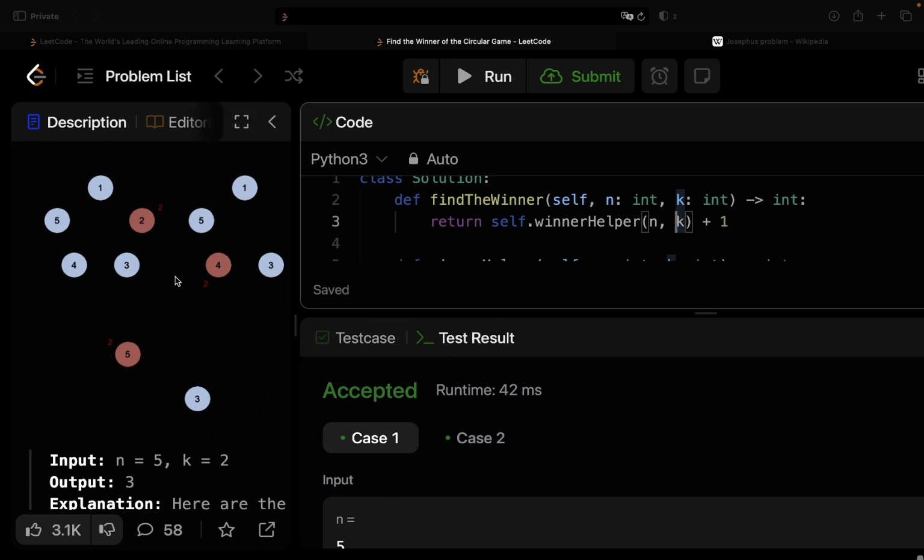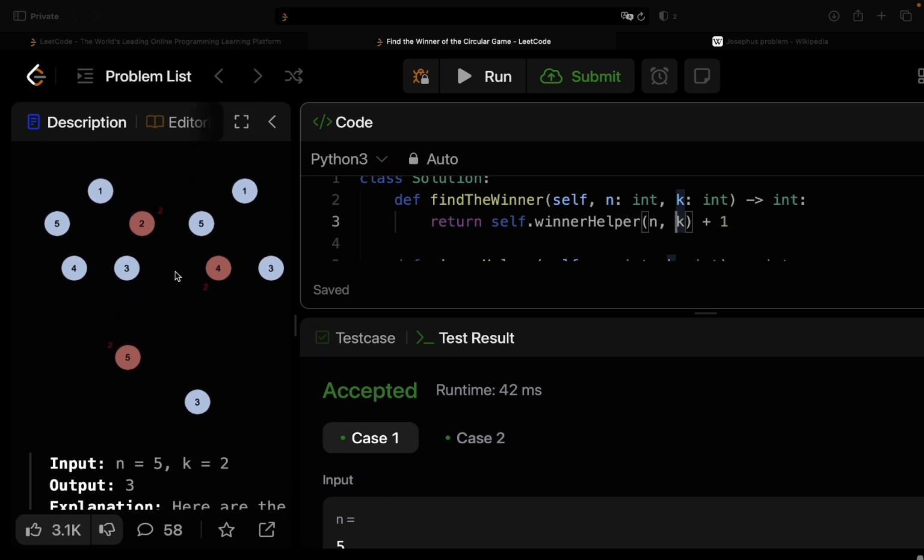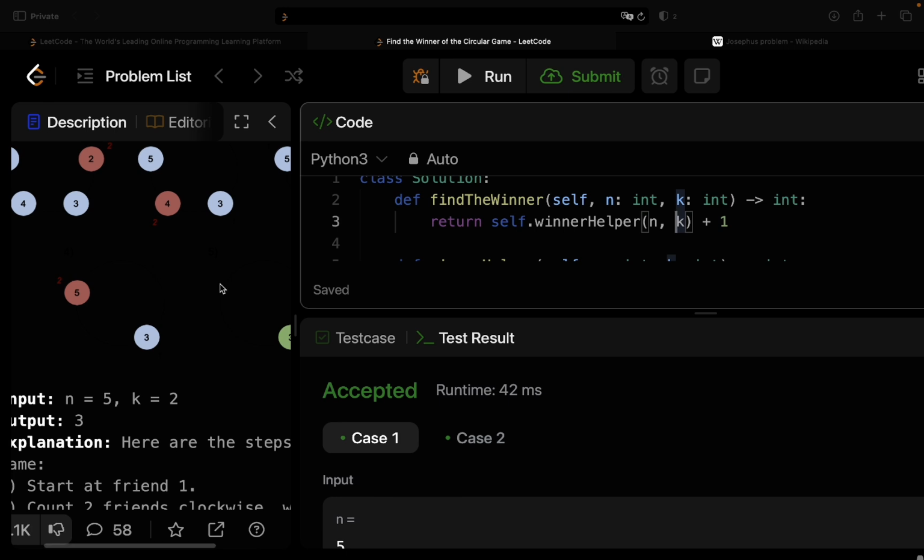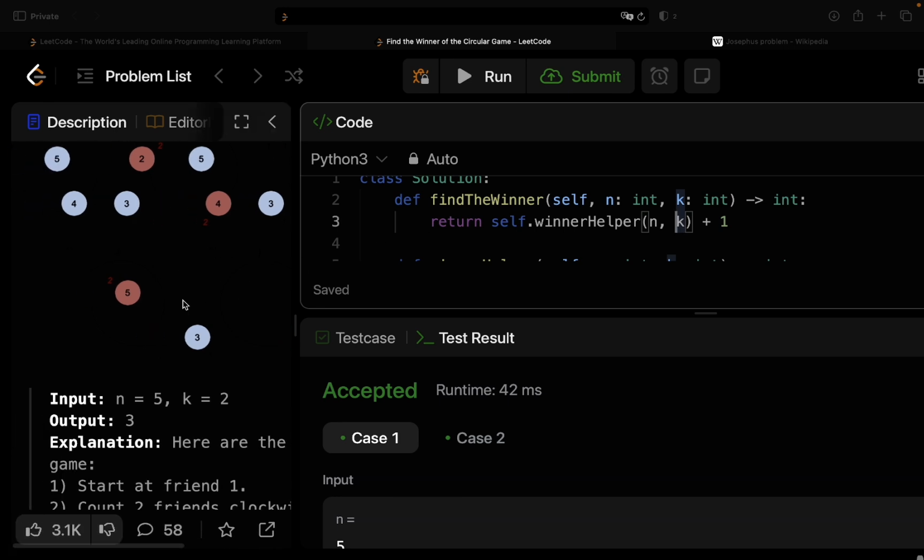So the runtime complexity will be O of n. The space complexity will also be O of n, since you're using the stack. So let's submit it.